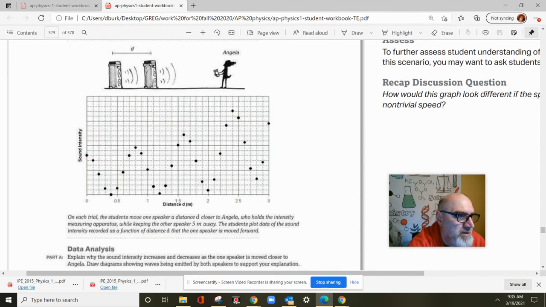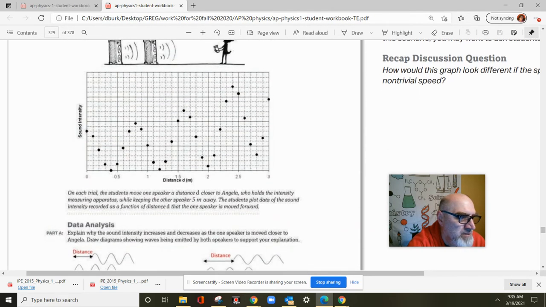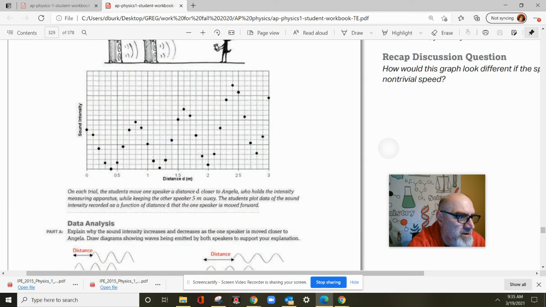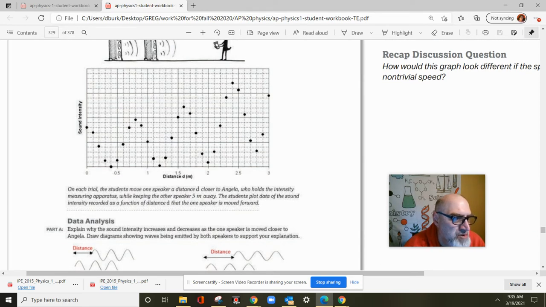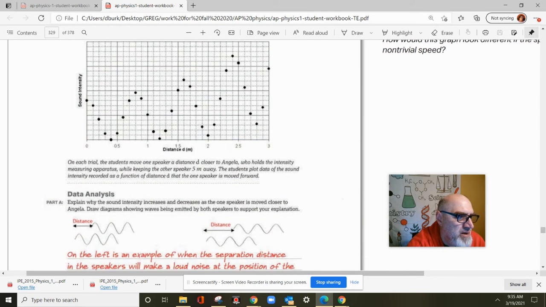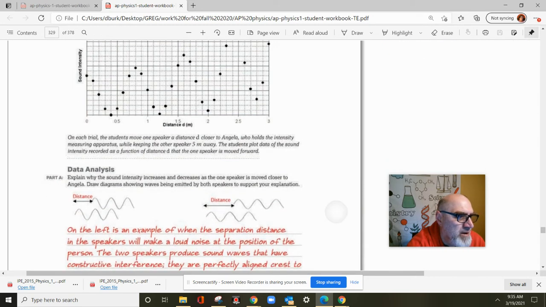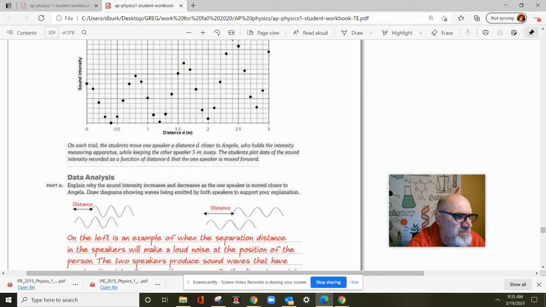Oh, I have one in my classroom. So they're moving the speakers closer to Angela, and you can see that the sound intensity is getting bigger on the graph, and they plot the data of the sound intensity. I thought we were trying to measure the speed of sound.